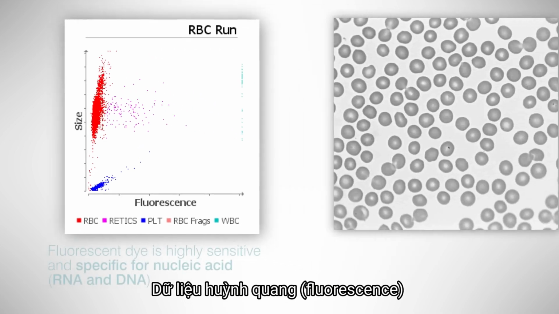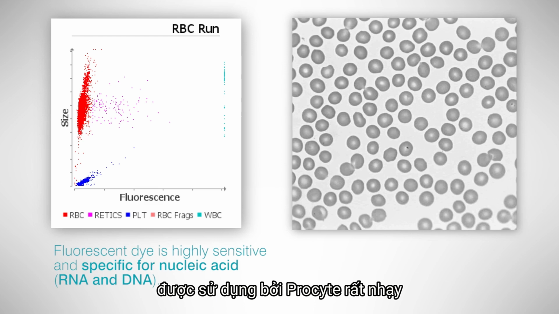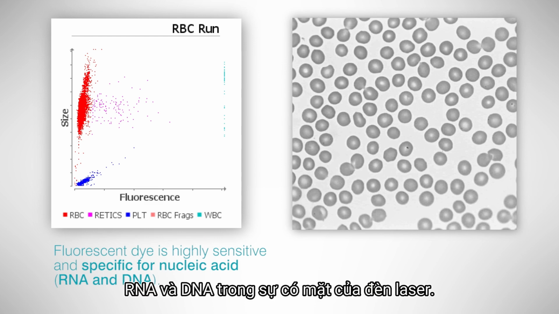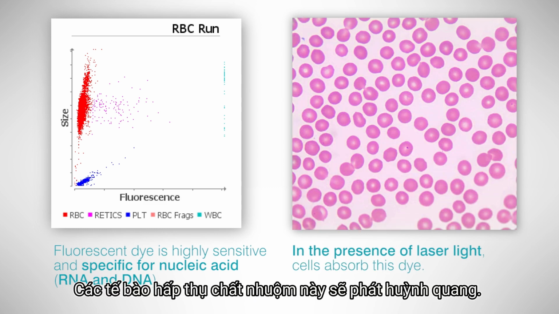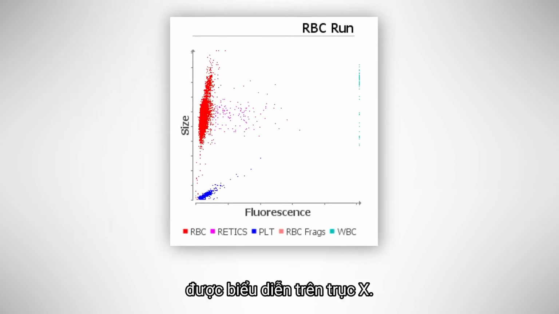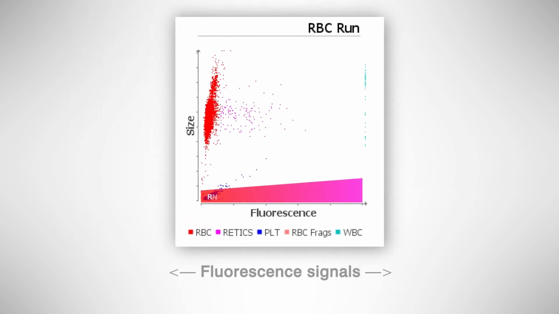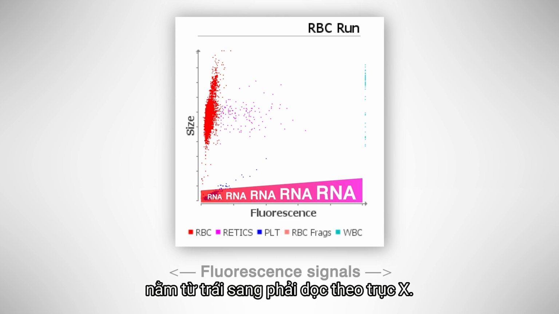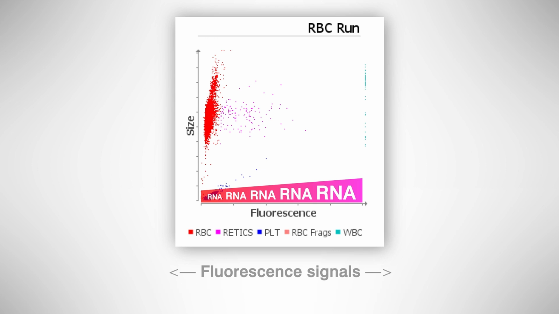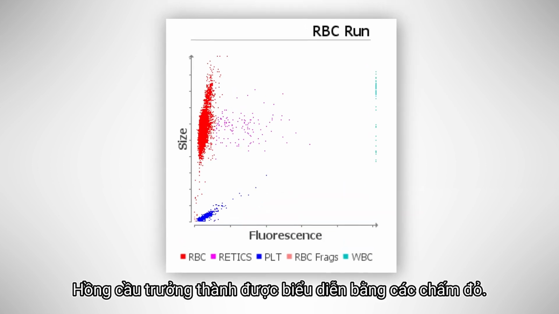The fluorescent dye used by the Procyte is highly sensitive and specific for nucleic acid, RNA, and DNA. In the presence of laser light, cells that absorb this dye fluoresce. Fluorescent signals for these cells are represented on the x-axis. Those cells with greater nucleic acid, RNA in the case of red blood cells and platelets, are located left to right along the x-axis. Mature red blood cells are represented as red dots.